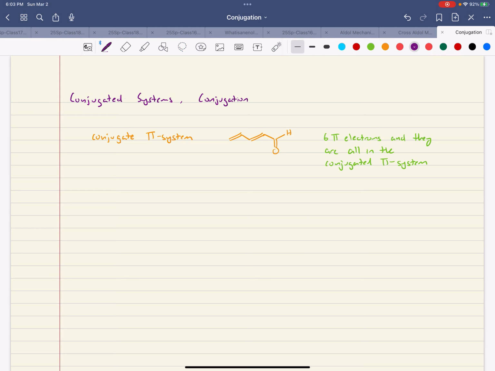A hallmark of the conjugated pi system is that you have 3 or more atoms in a row that are sp2. So another way to think about this is that you have 3 or more sp2 hybridized atoms in a row. And by the way, the hybridized atoms do not have to be neutral.